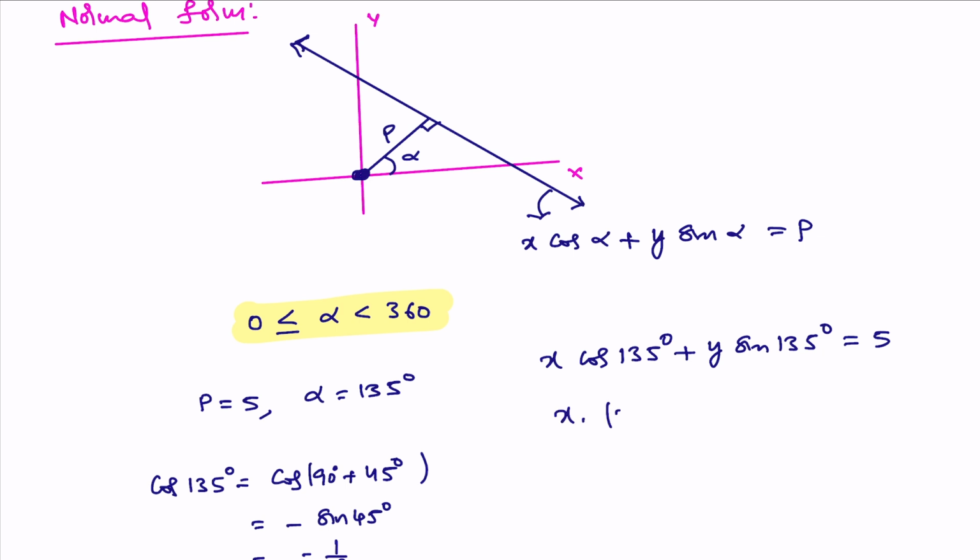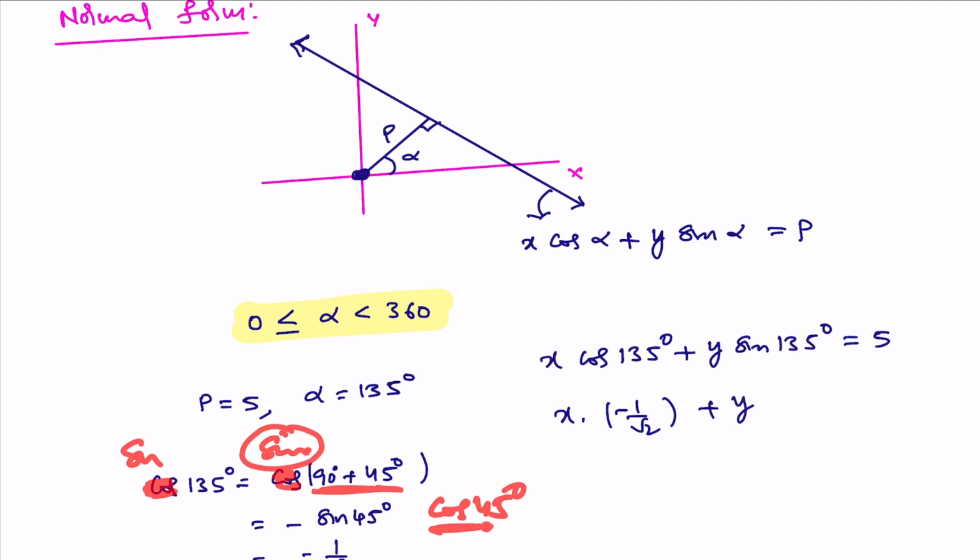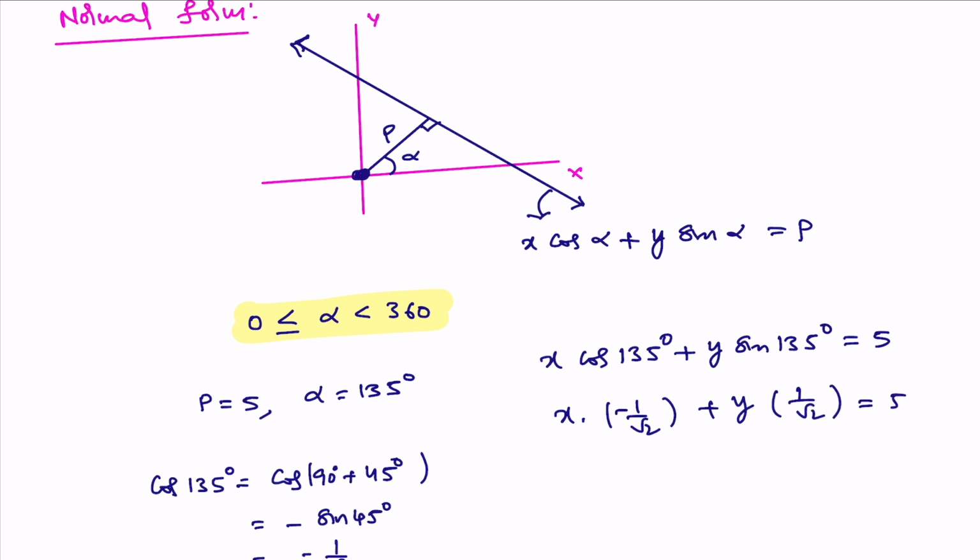So this is minus 1 by root 2. So x into minus 1 by root 2 plus y into sine 135 degrees. Here in place of sine 90 plus theta, it becomes cos 45 degrees, and in the second quadrant, sine is positive. Cos 45 degrees is 1 by root 2. So this is 1 by root 2, equal to 5. If we simplify this, LCM is root 2. What will you get in the numerator? Minus x plus y, divided by root 2, equal to 5.